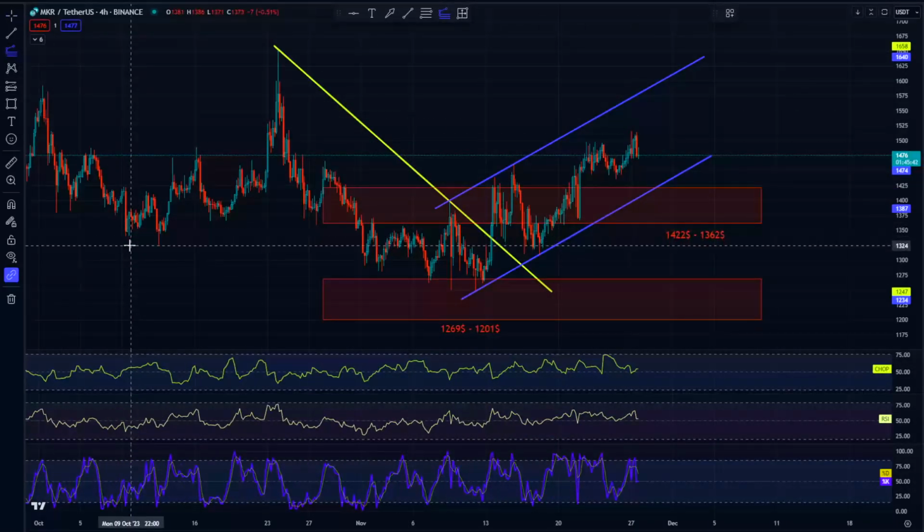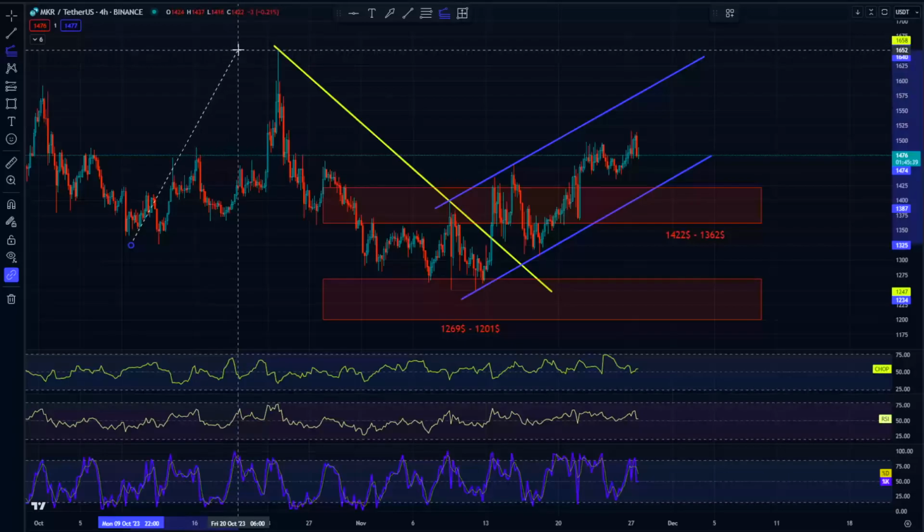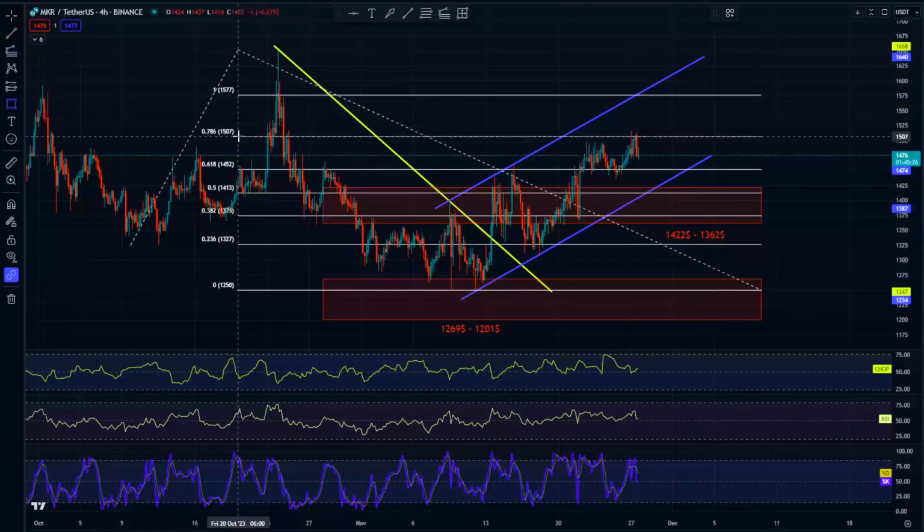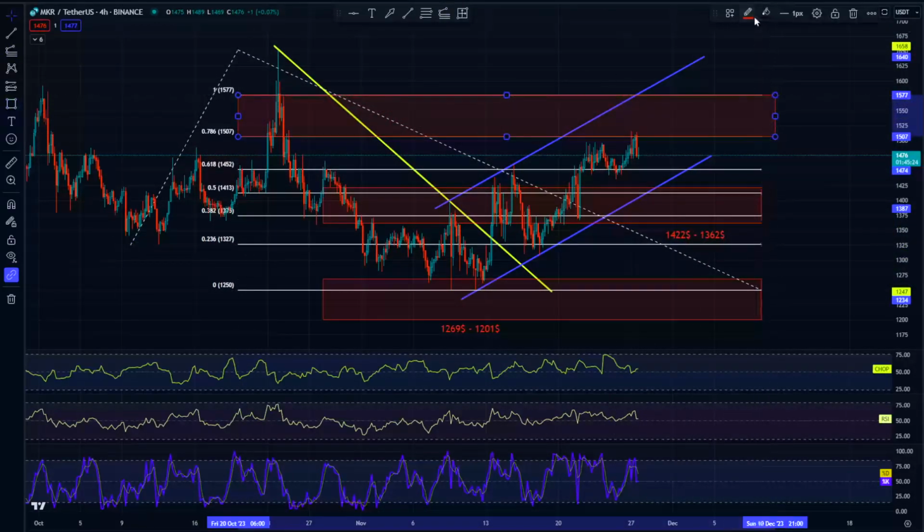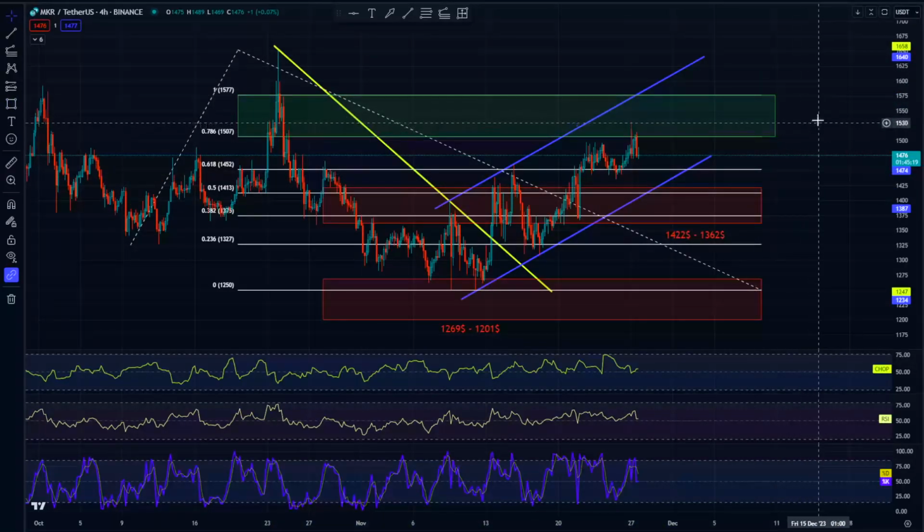Looking the other way, we see that the price has reached an important resistance zone from $1,507 to $1,577, which it does not have the strength to break yet.